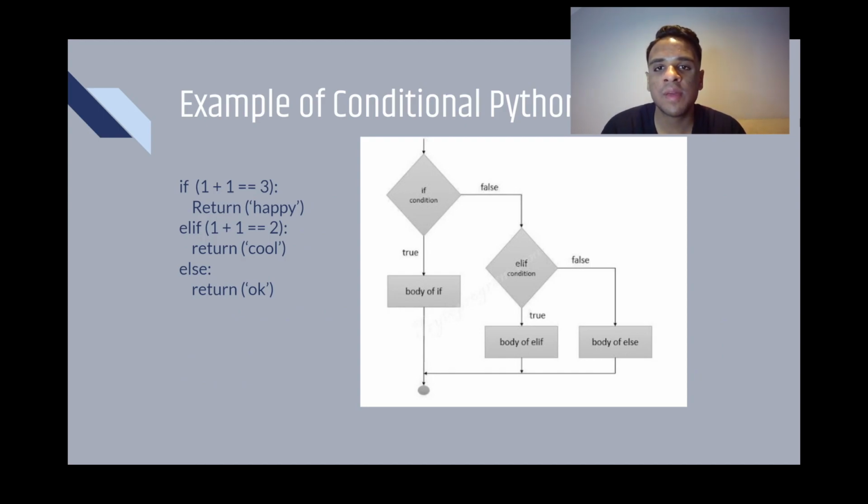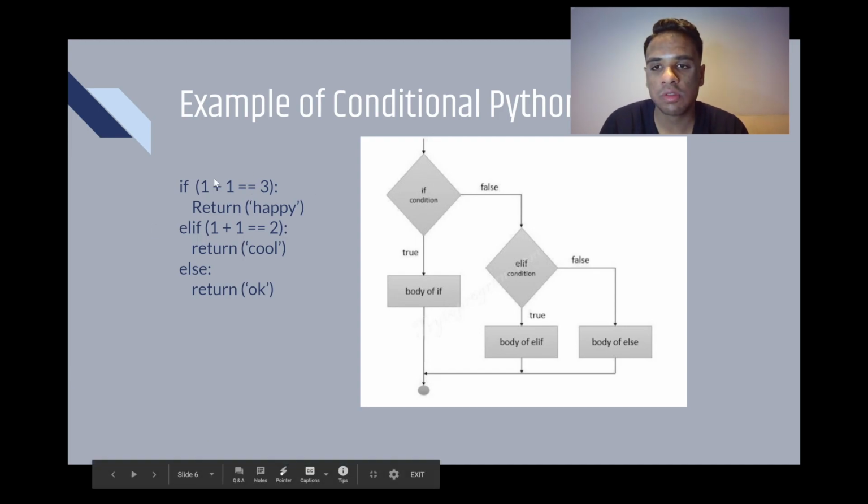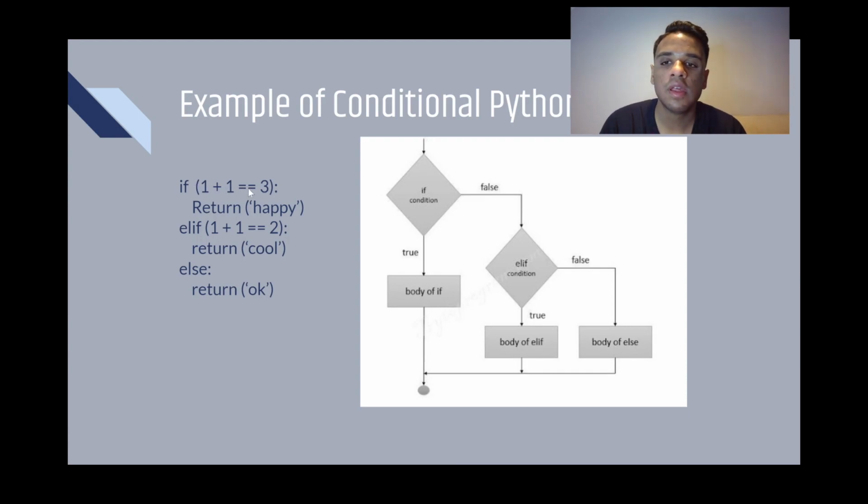So here's an example of a conditional block in Python, right? I wrote a nice basic example. So if 1 plus 1 equals 3, and remember, when we say equals, we use the 2 equal signs when we want to say something is equal to something. So 1 plus 1 equal to 3, right? Return happy. Elif 1 plus 1 is equal to 2, then we return cool, else return okay.